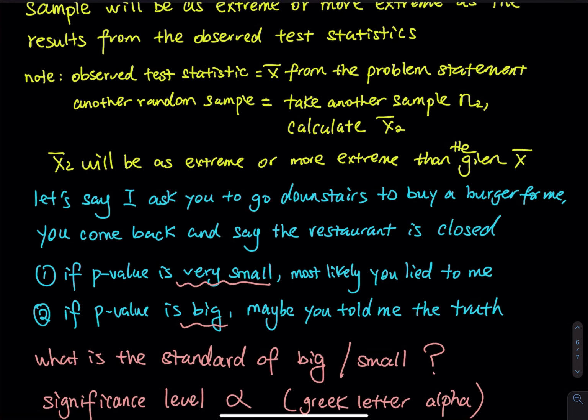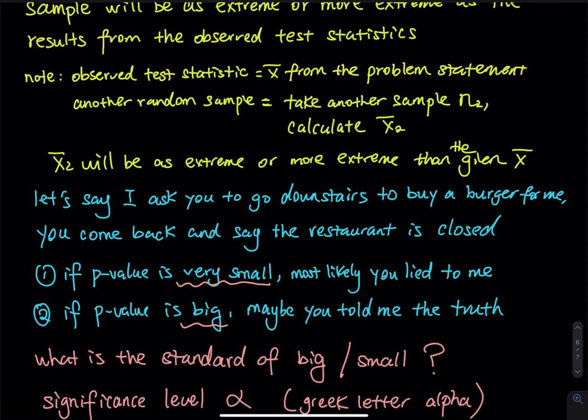If the p-value is very small, that means most likely you lied to me. That means most likely your statement is not true. You said the restaurant is closed, most likely you just lied. You didn't tell me the truth. And then number two is if the p-value is big, maybe you told me the truth. If the p-value is large, then I am thinking maybe you told me the truth. In fact, the restaurant is closed. Maybe, it's not exactly, maybe you told me the truth.